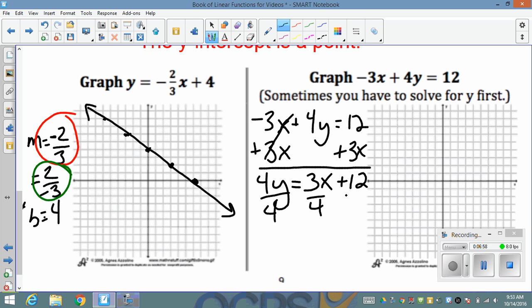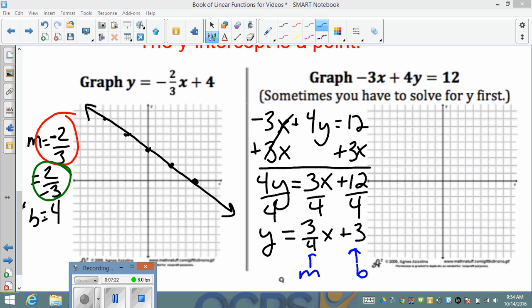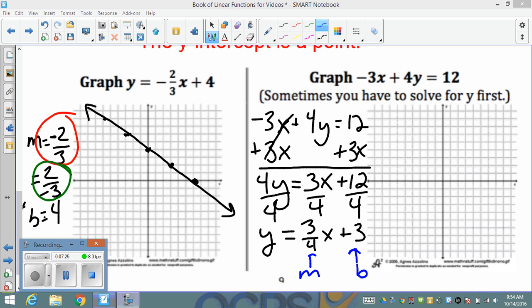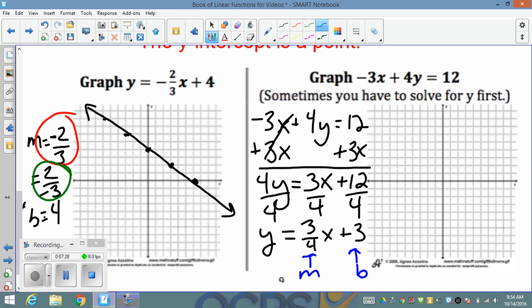Then I'm going to divide everything through by 4. Notice how I did that. I divided each individual term. So I get 3/4 x plus 3. Right there's my slope, and right there is my y-intercept. So when it's in standard form, I need to first get the y by itself to get it into slope-intercept form. And then I identify my slope and my y-intercept.